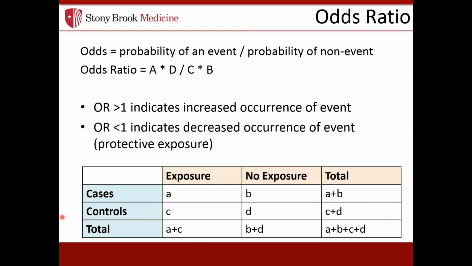Odds ratio. Odds is the probability of an event divided by the probability of a non-event. So it is important to realize the ratios that we were talking about earlier. Odds ratios greater than 1 indicate an increased occurrence of an event. Odds ratio less than 1 indicates decreased occurrence of an event. It could possibly be considered a protective exposure.